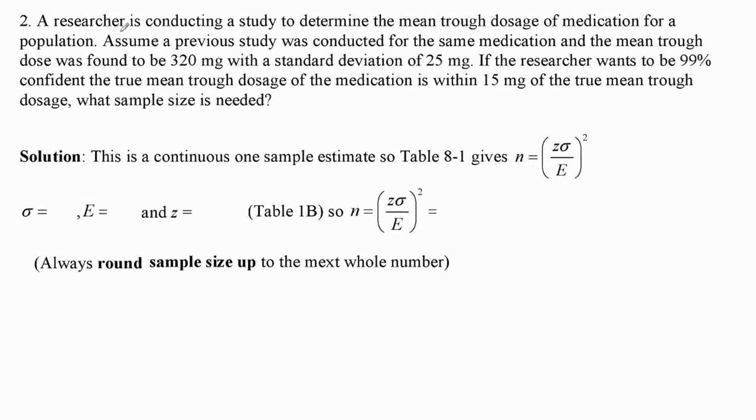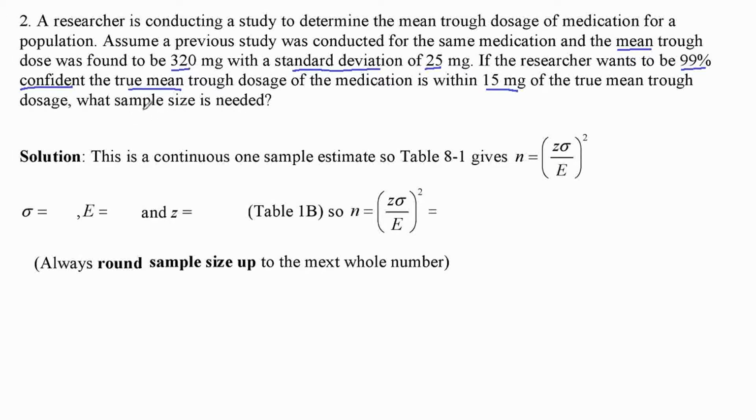In problem 2, we have a researcher who is conducting a study to determine the mean trough dosage of a medication for a population. We're going to assume a previous study was conducted for the same medication, and the mean trough dose was found to be 320 milligrams. So that's a mean of 320 with a standard deviation of 25. Researcher wants to be 99% confident of the true mean trough dosage for the medication within 15 milligrams. So that's our margin of error. We want to know what sample size is needed.